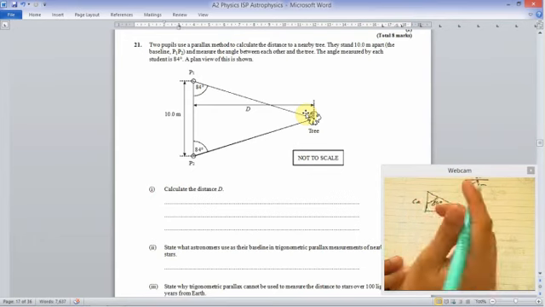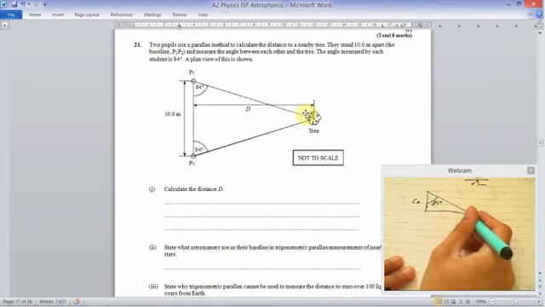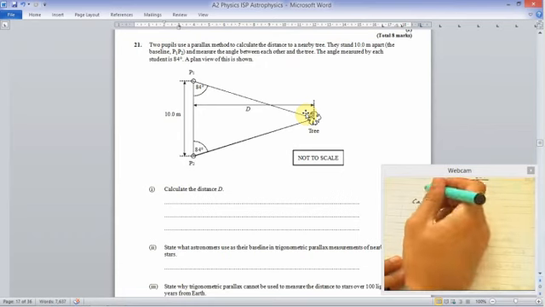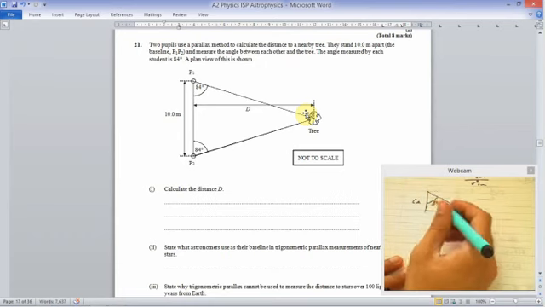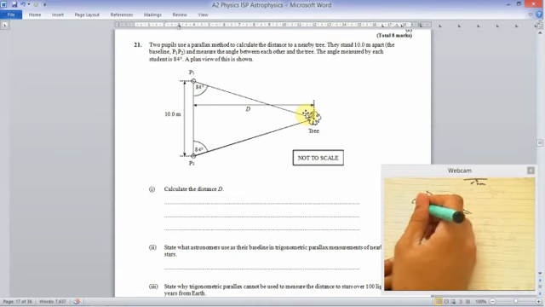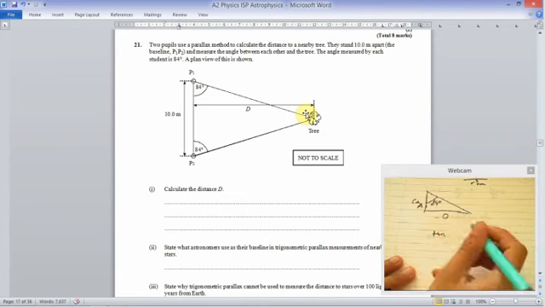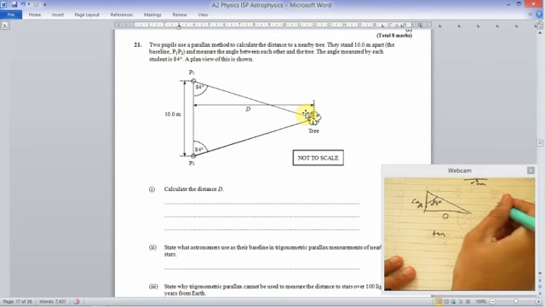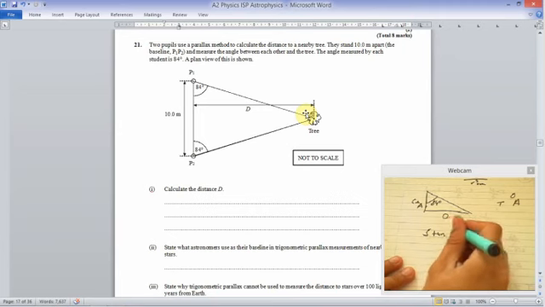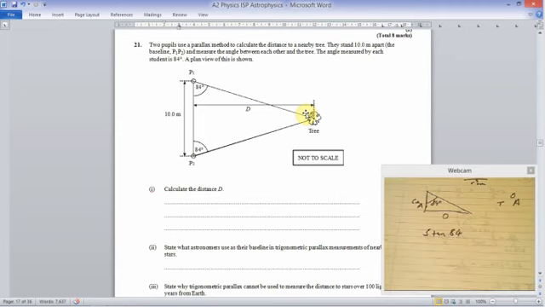They want to figure out d, the distance from the baseline to the tree, not the distance of P to the tree. So we want the opposite, and we have the adjacent, so it's just going to be tan. It's TOA, so the opposite is the adjacent times tan, so 5 tan 84. Very straightforward.